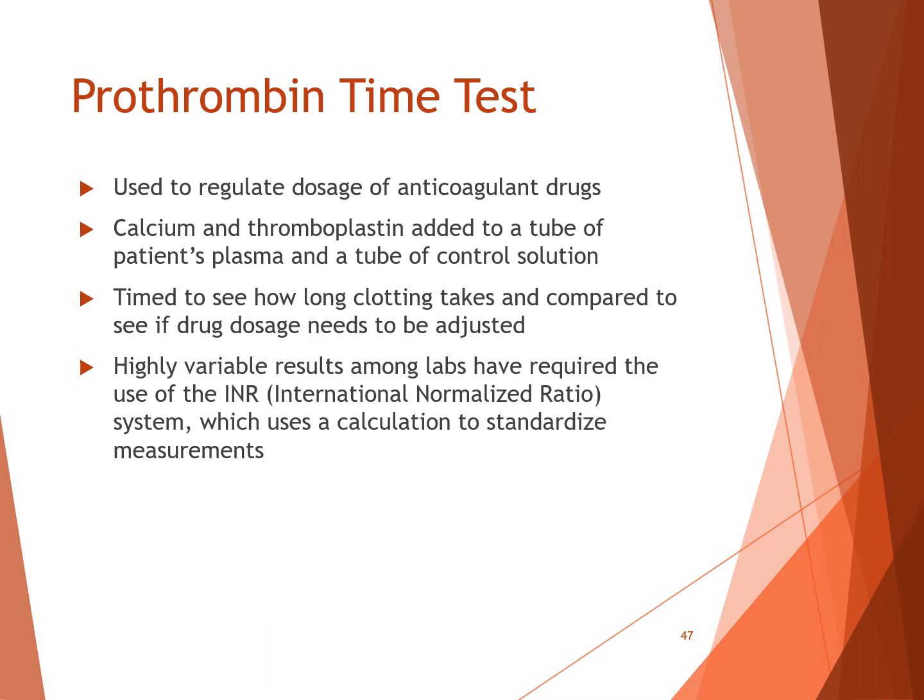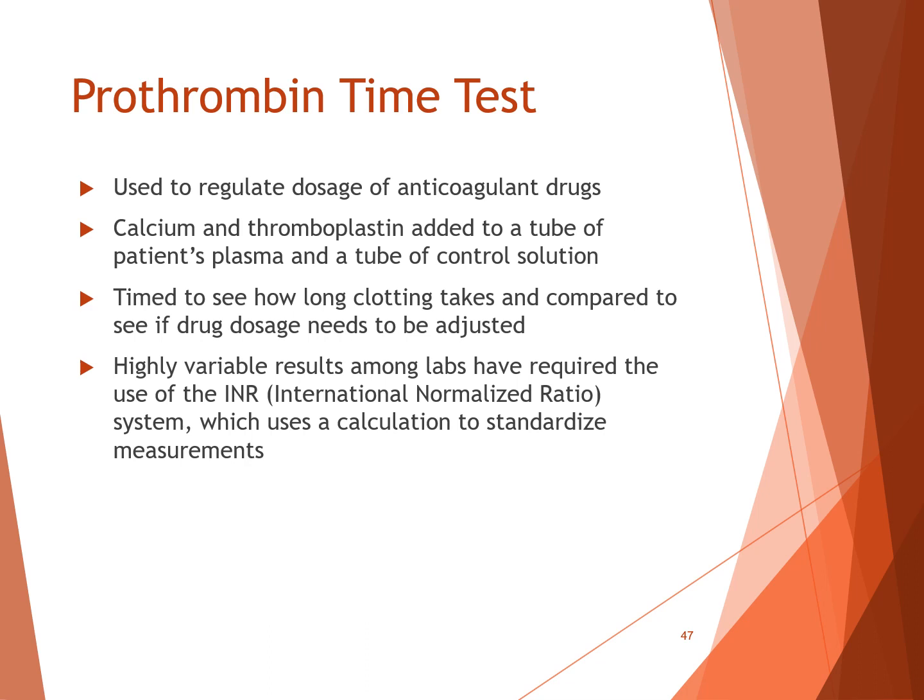A prothrombin time test, or PT test, is used to regulate the dosage of anticoagulants. So if we need to anticoagulate a patient, a good reason for doing this would be if the patient has a history of atrial fibrillation. If the top chambers of the heart, the atria, sometimes they don't beat the way that they're supposed to, and they kind of quiver instead.